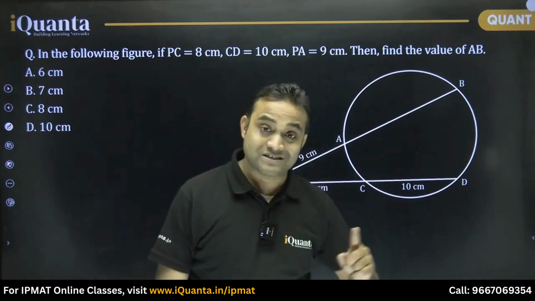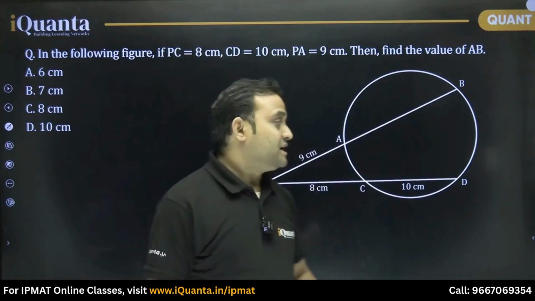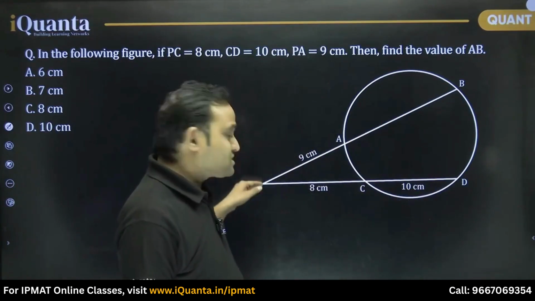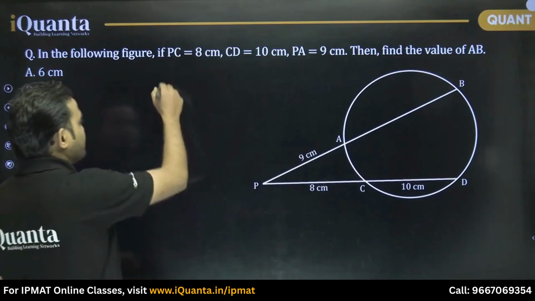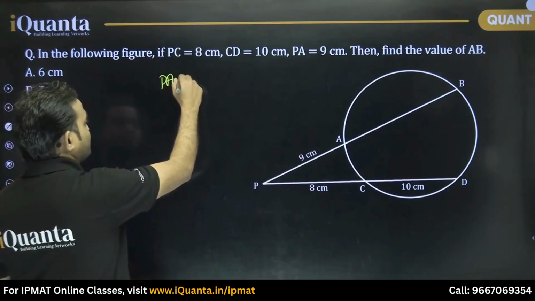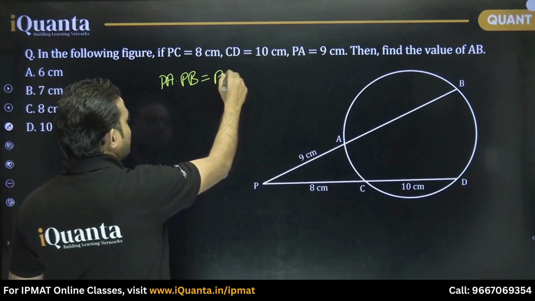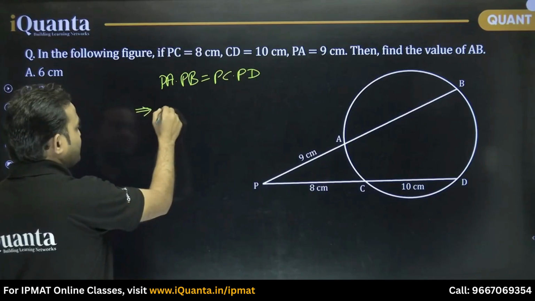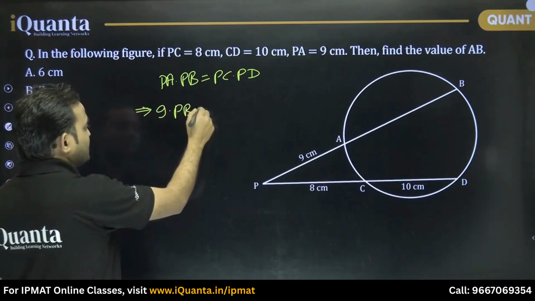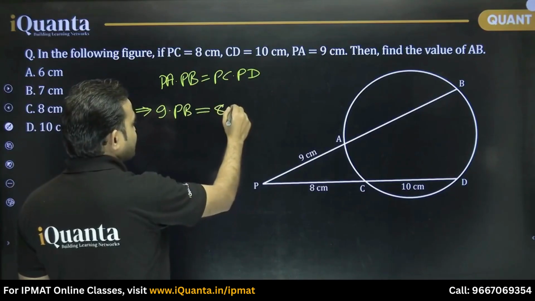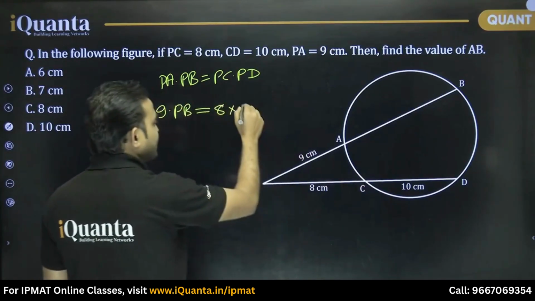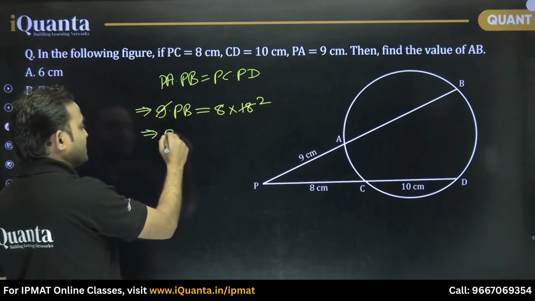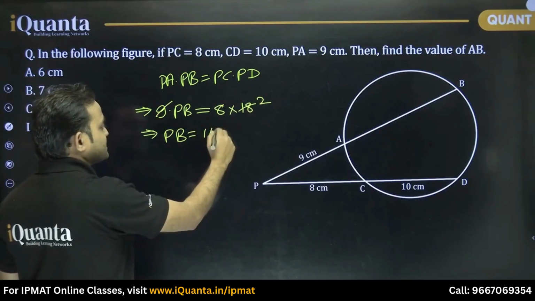So in the first video of circles, we have learned that if two chords are intersecting even outside the circle at point P, then PA into PB is equal to PC into PD. So we can say what is PA? PA is 9 into PB is equal to PC, which is 8 into what is PD? 10 plus 8, 18. So 9 into 2, 18. We can say length of PB will be equal to 16 centimeter.